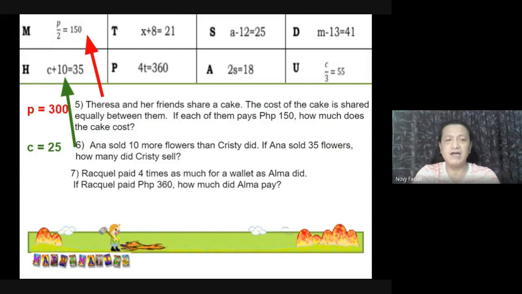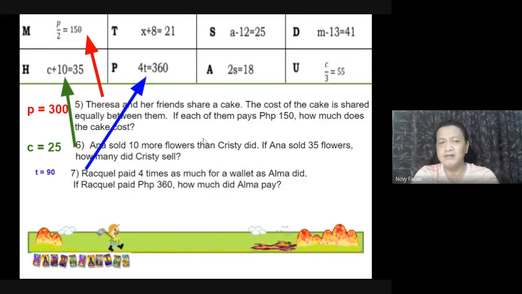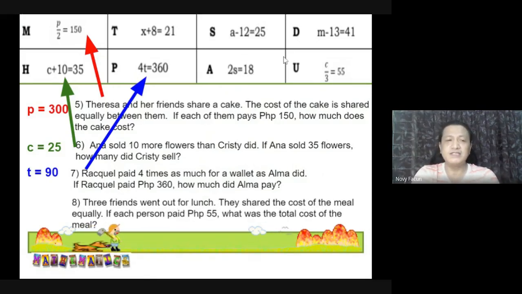Next, we have number 7. Raquel paid 4 times as much for a wallet as Alma did. If Raquel paid 360 pesos, how much did Alma pay? You have to take note of the word 4 times. So the equation is 4t is equal to 360. Think of the value of t when you multiply by 4, their product is 360, and that is equal to 90.